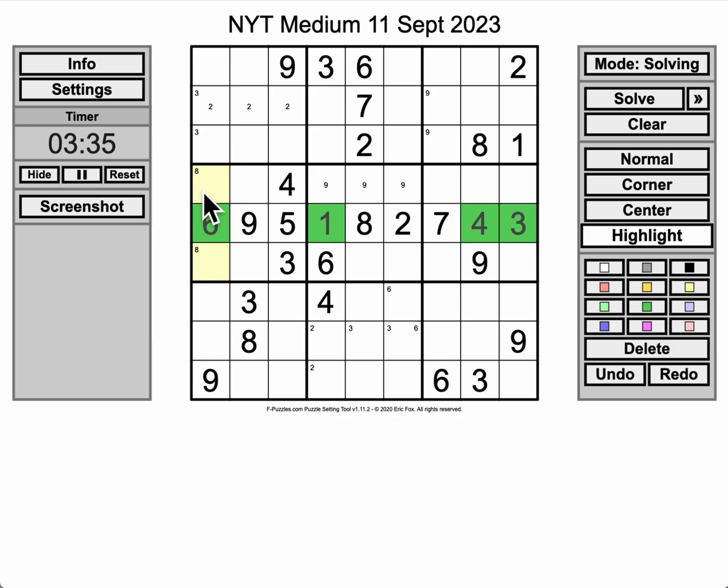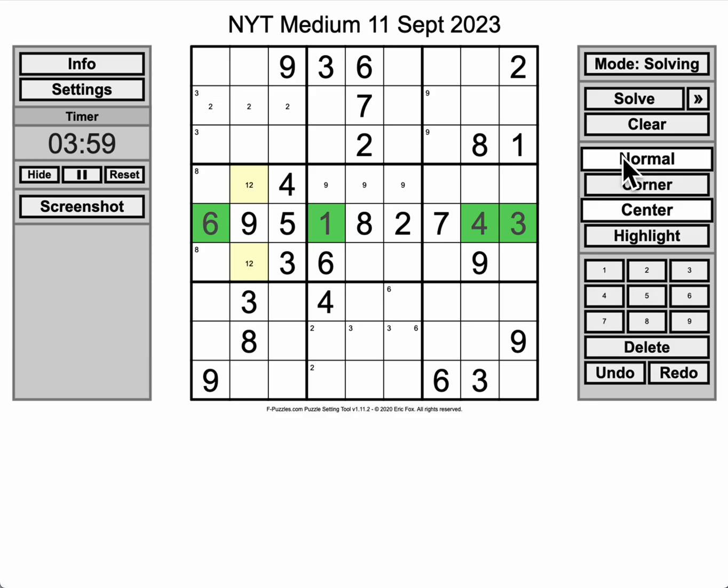3, 4, 5, 6, 9, because I need 1, 2, 7, 8. These could be any of 1, 2, 7, I think. 8's forced into one of these 2. But these can be any of 1, 2, 7, or 8, I believe.